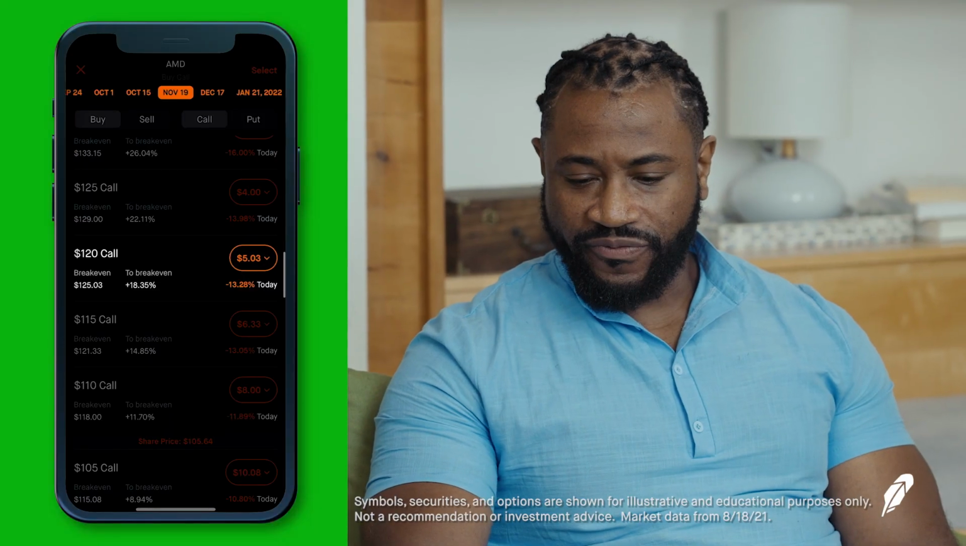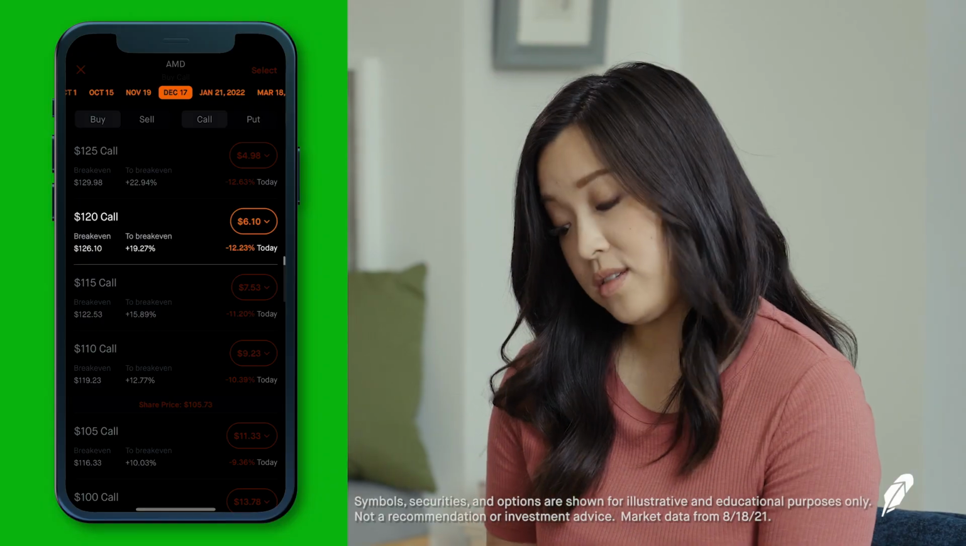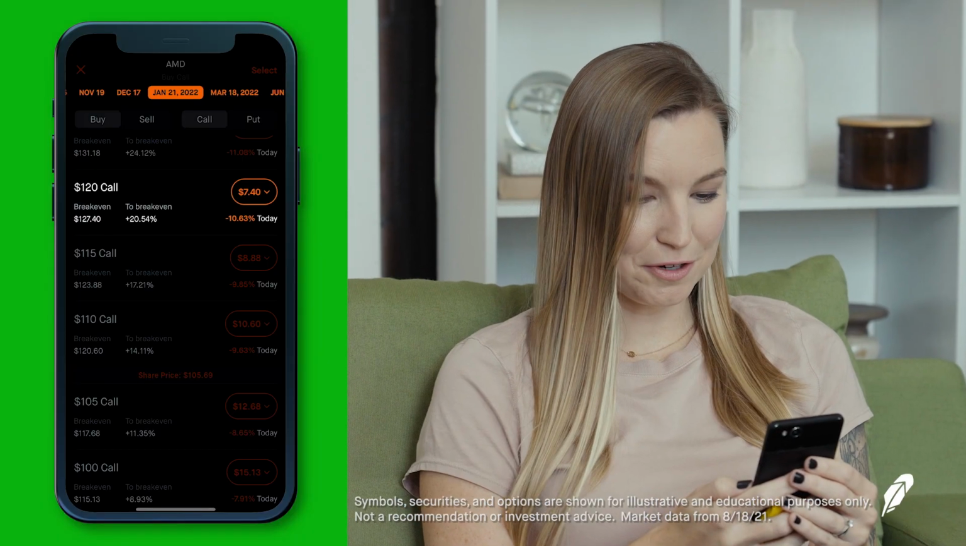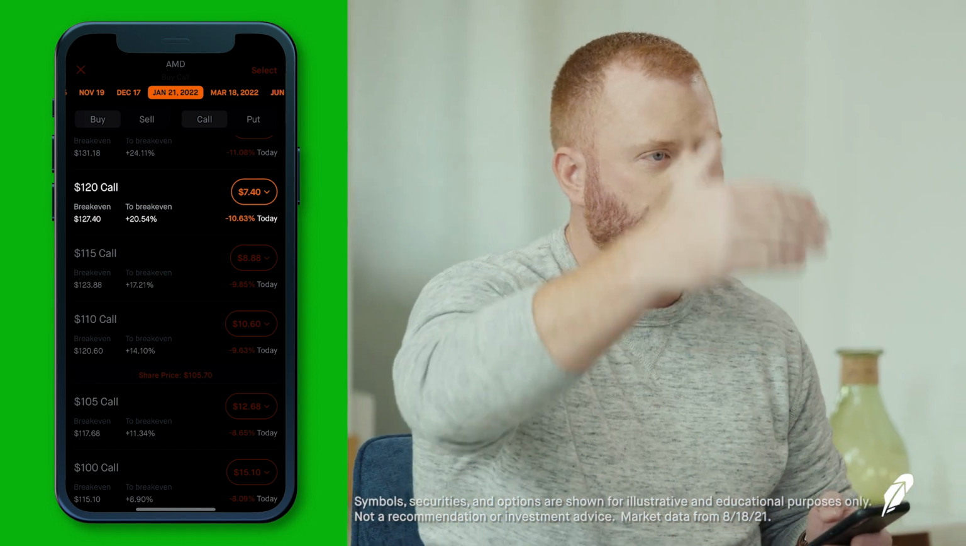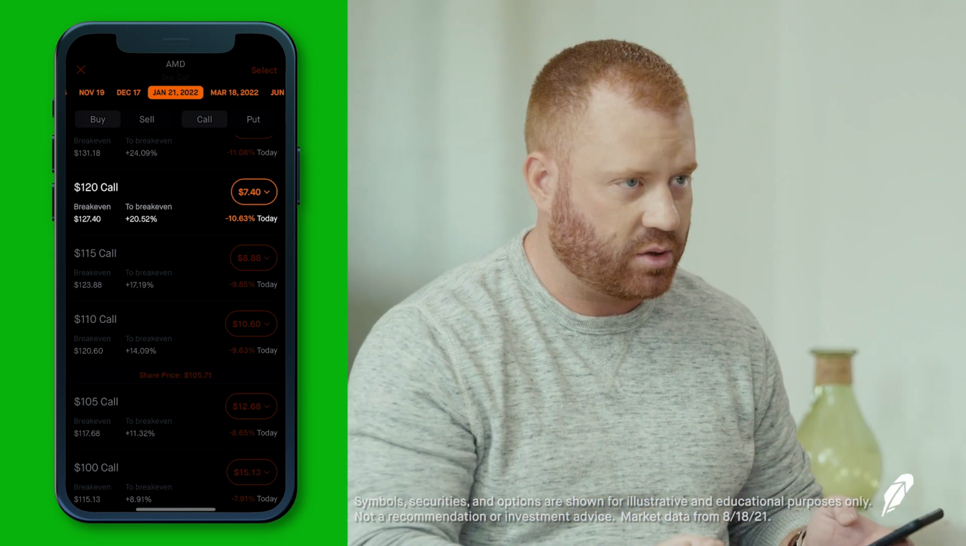Denver, what's the premium on that same 120 call in November? We are looking at $5.03. $5.03, so almost twice as much. Desiree, let's go out to the December options. $6.10. Okay, so even a little more. And then Kendall, let's go to the Jan 21. $7.40. Okay, so we see every option out in time gets more expensive, and we're only looking at options with nothing but extrinsic value. So what we're going to do, we're going to blow up our balloons.